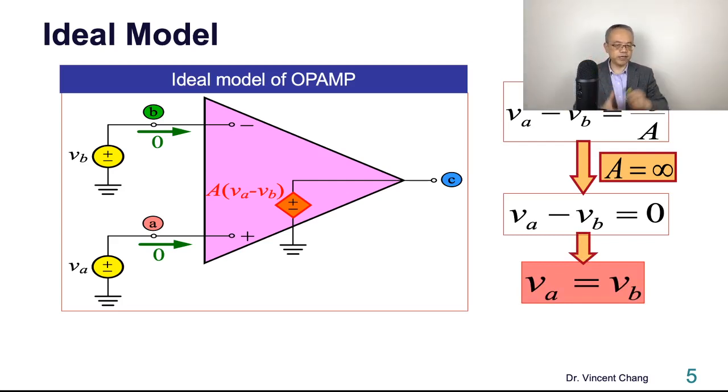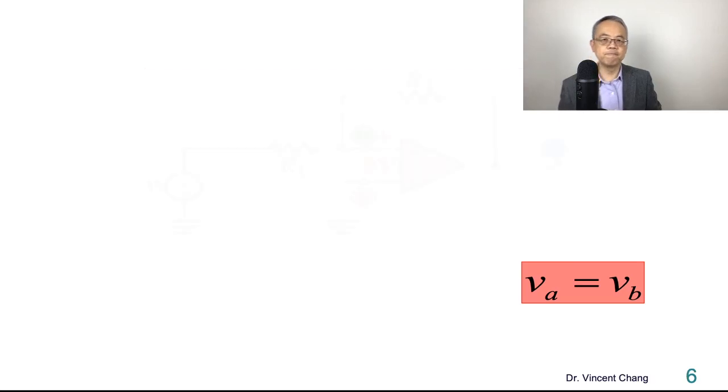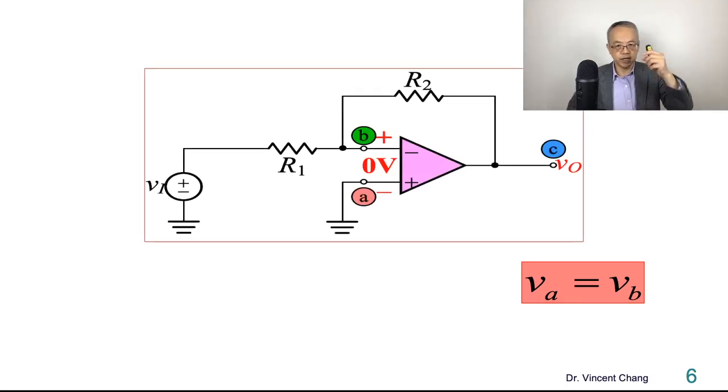VA equals VB, which means in the ideal case, in the closed loop configuration with an ideal op-amp, the two terminals' voltage should be equal. The two input terminal voltages of the op-amp should be equal. So VA will be equal to VB.